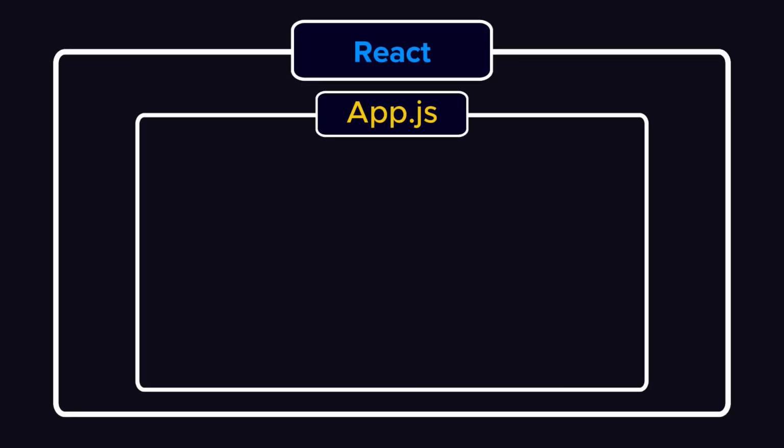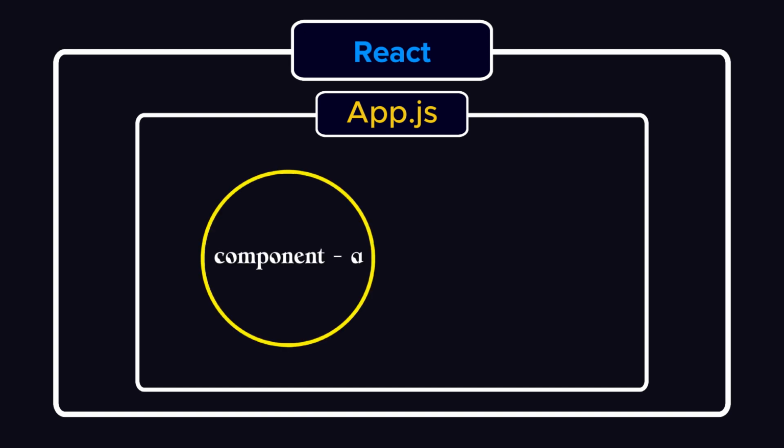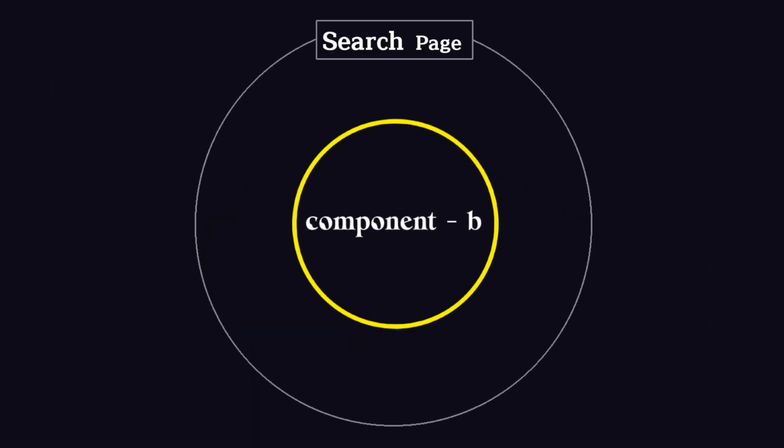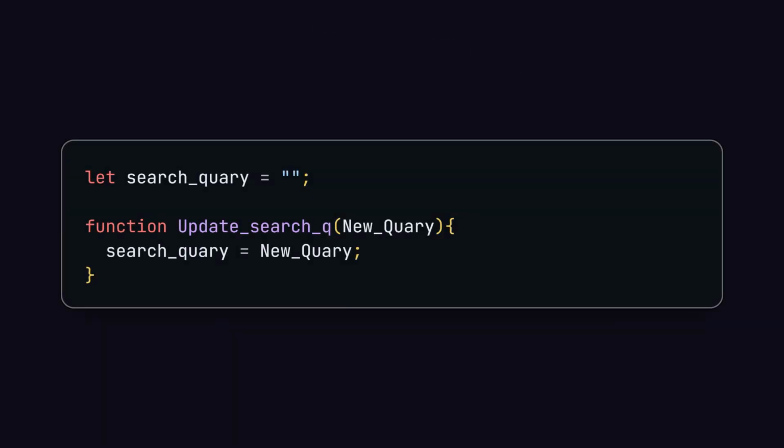Starting with useState. Let's imagine this is a React.js project and this is an app.js file. It contains components inside it. Let's say this component is for a search page. To store that search query, we create a variable called search query and write a function to handle changes to the search query, updating the variable's value.